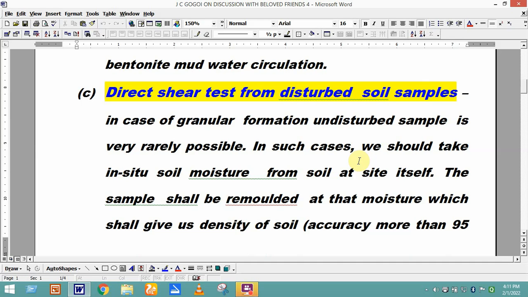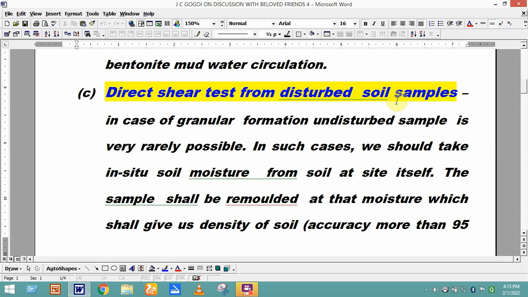Our expense limitation is also there. We cannot lavishly make any expense in the name of collection of a sample which finally differs by 5% to 10%. So in such cases, if we are not able to take undisturbed soil samples in a granular deposit, that is C0 soil, we can alternatively go for the SPT test. With the SPT values, we can also calculate the phi. When granular soil c is 0, we can get the phi value from the N value itself.